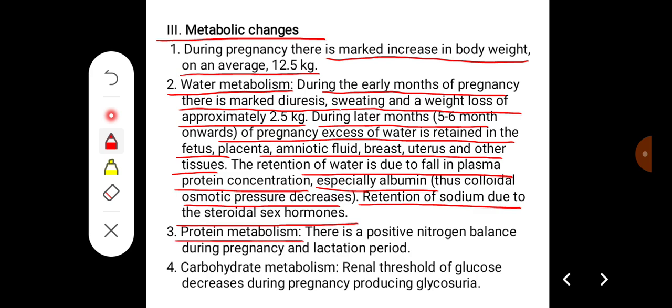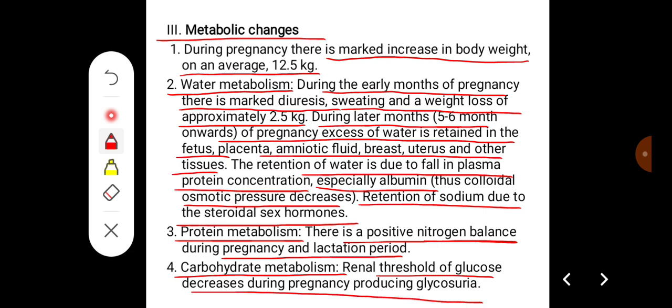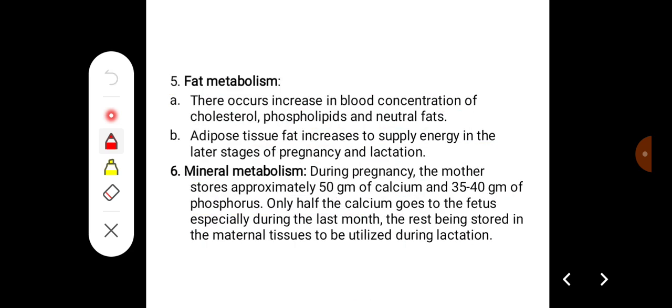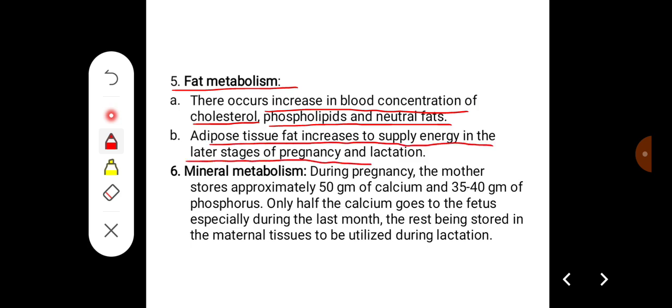Protein metabolism: there is a positive nitrogen balance during pregnancy and during the lactation period. On carbohydrate metabolism, renal threshold of glucose decreases during pregnancy, producing glycosuria. On fat metabolism, there occurs increase in blood concentration of cholesterol, phospholipids, and neutral fats. Adipose tissue fat increases to supply energy in the later stages of pregnancy and lactation.